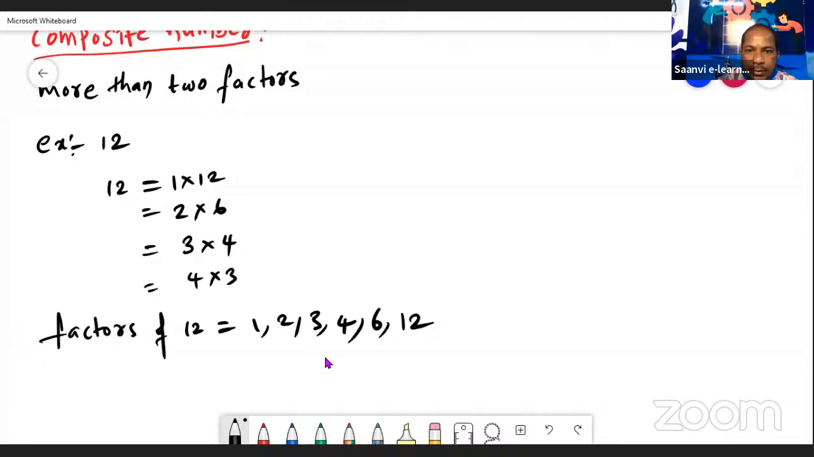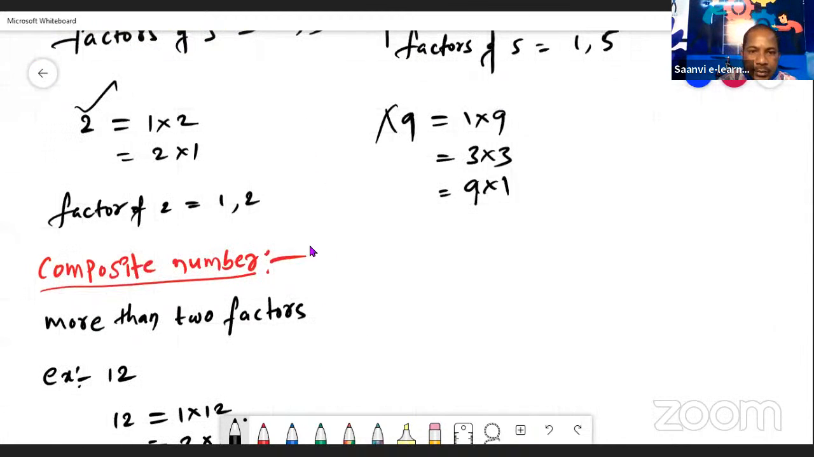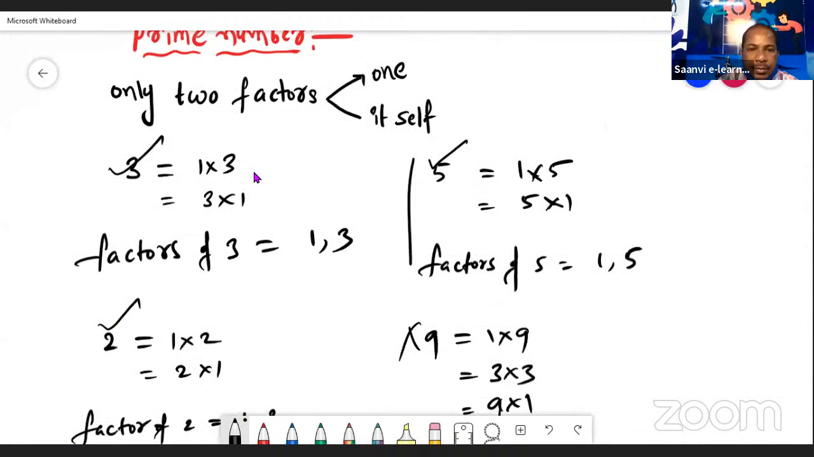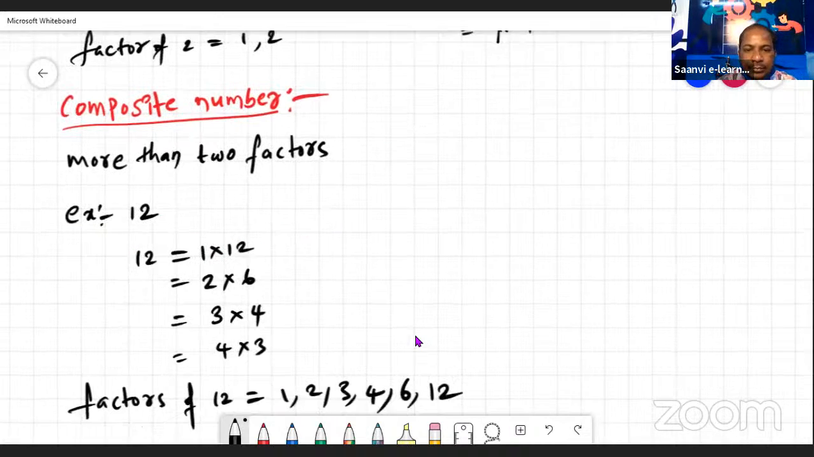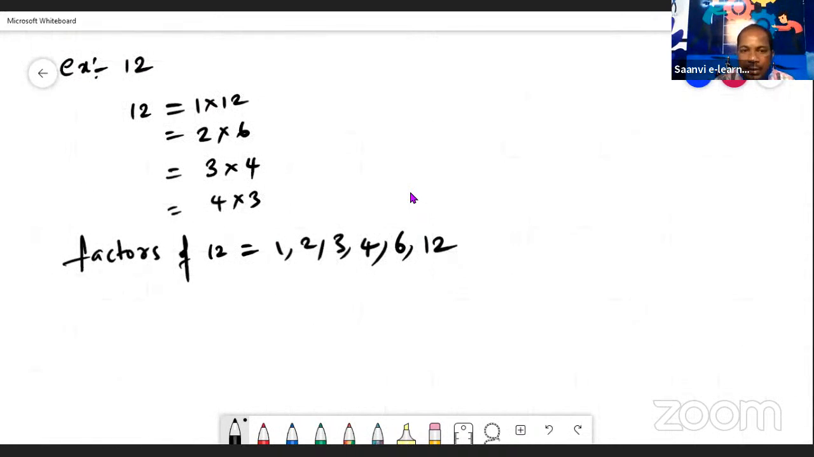Okay, so this is the difference between prime and composite number, children. Prime number means it should have only 2 factors, one and itself. But composite number means it should have more than 2 factors. If a number has more than 2 factors, it is called composite number, right?